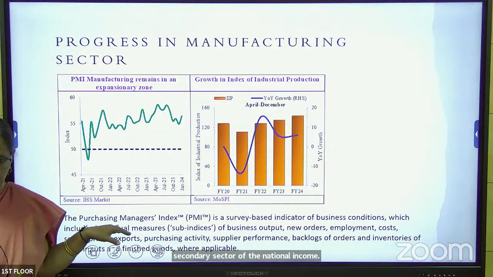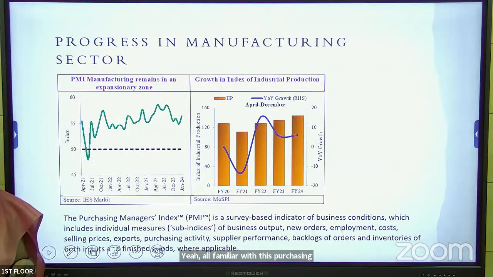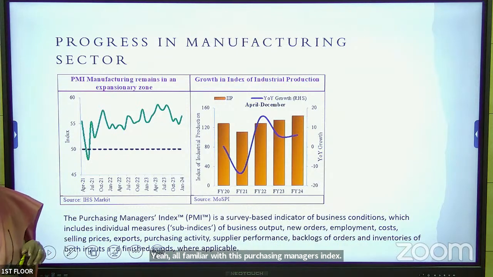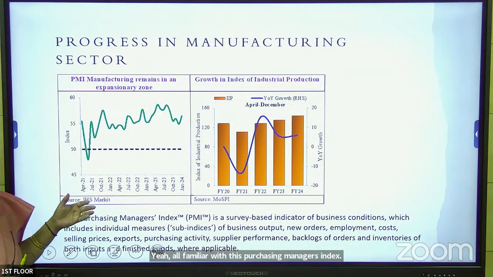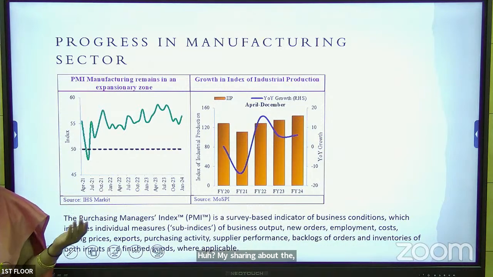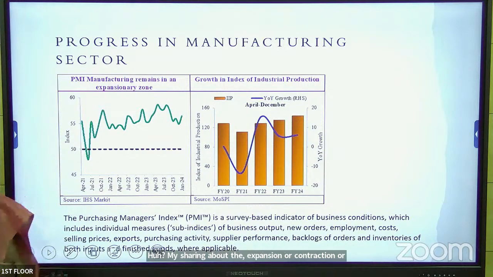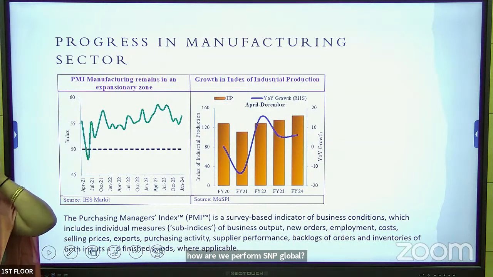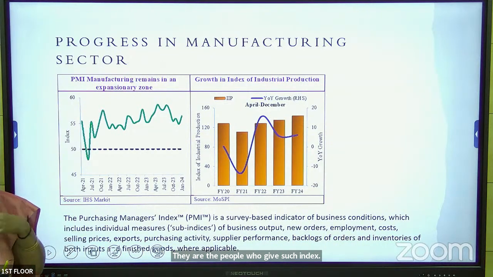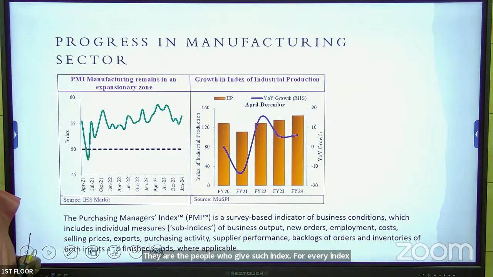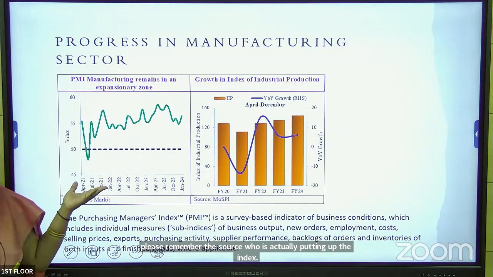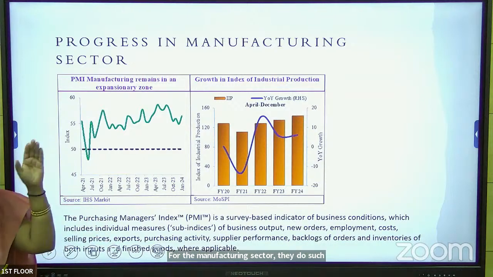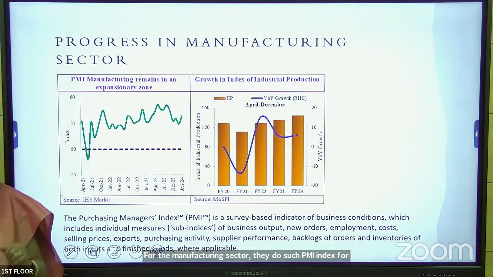We are all familiar with this purchasing managers index, measuring the expansion or contraction, or how we are performing. S&P Global are the people who give such an index. For every index, please remember the source who is actually putting it up. For the manufacturing sector, they do such a PMI index. For the services also, they do such an index.